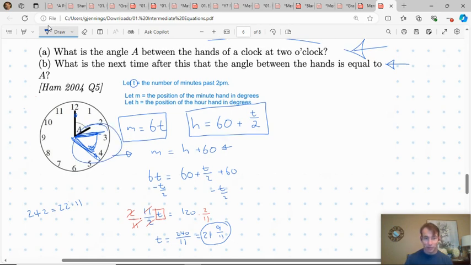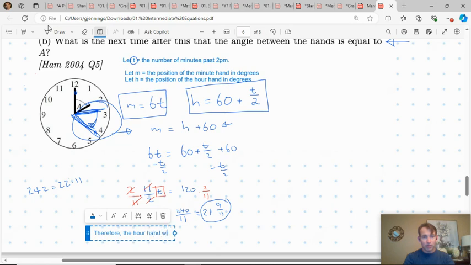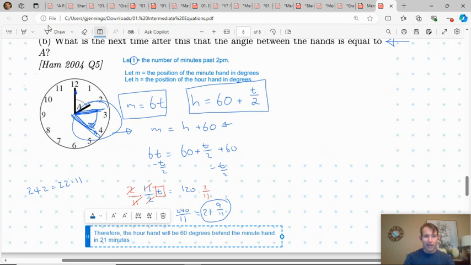So we would sum that up by saying, therefore, the hour hand will be 60 degrees behind the minute hand in 21 and 9/11 minutes. There. What is 9/11 in seconds?